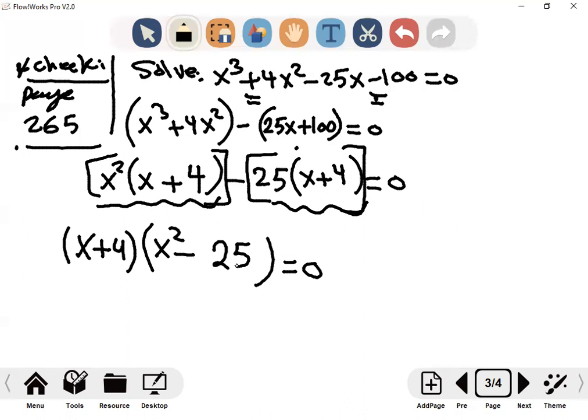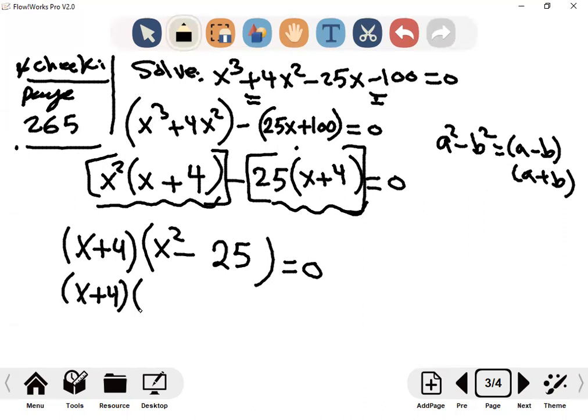No. X power 2 minus 25, what is this? Difference of two squares, which is a power 2 minus b power 2. Don't forget it. This is a minus b and a plus b. Don't forget it. So x power 2, what's a in x power 2 in that formula? X. What's b in 25, b power 2? 5, right? You understand this? Apply the formula now. It will be x plus 4 with x minus 5, x plus 5, or plus 5 minus 5.